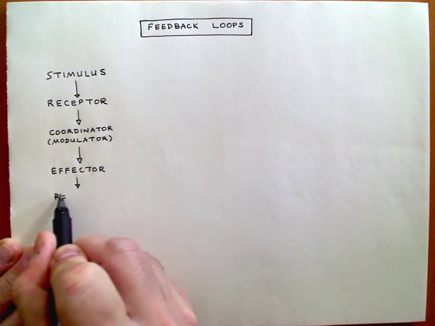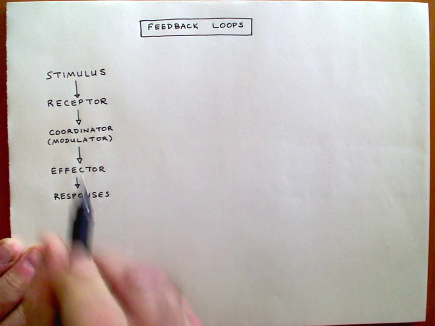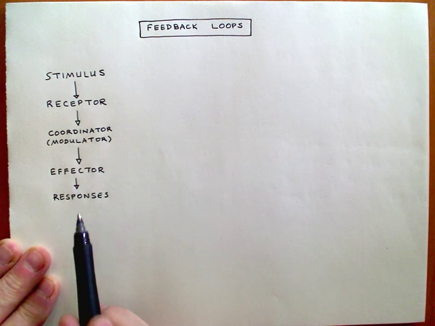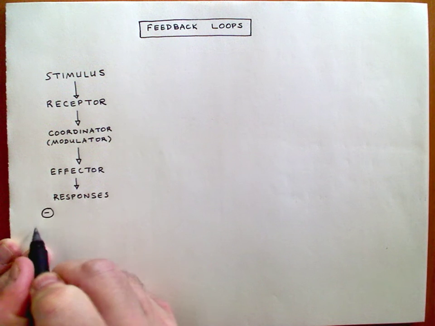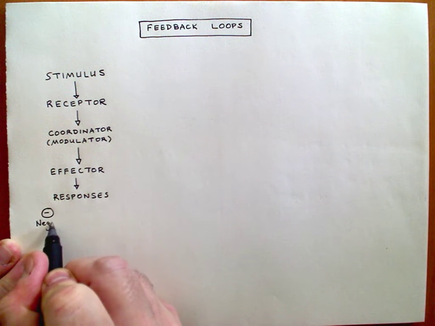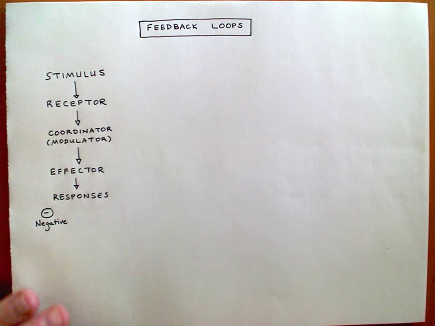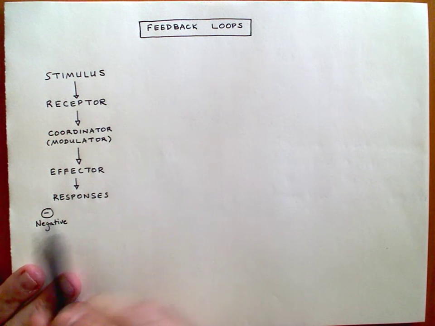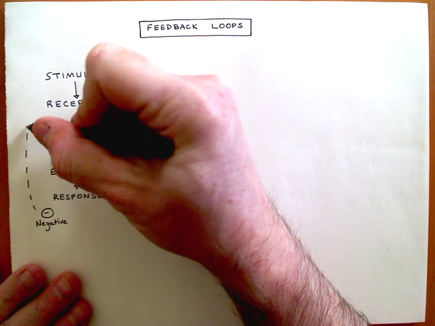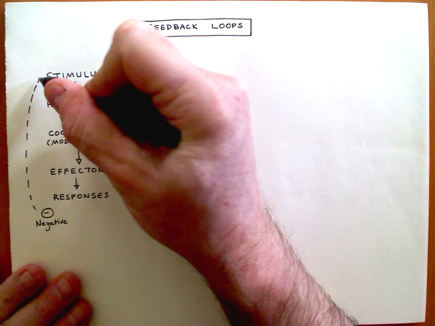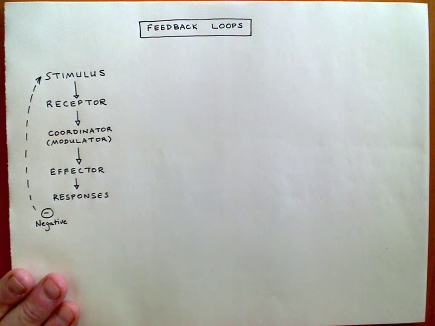Now, the responses will either eliminate the stimulus or strengthen it. If they eliminate it, it's going to be negative. And that's good. I know we think of negative as bad, in English parlance, but it's actually a good thing because we want to eliminate this original stimulus. In other words, if we've been monitoring body temperature, for example, and body temperature goes up, then we want to bring it back down, right?